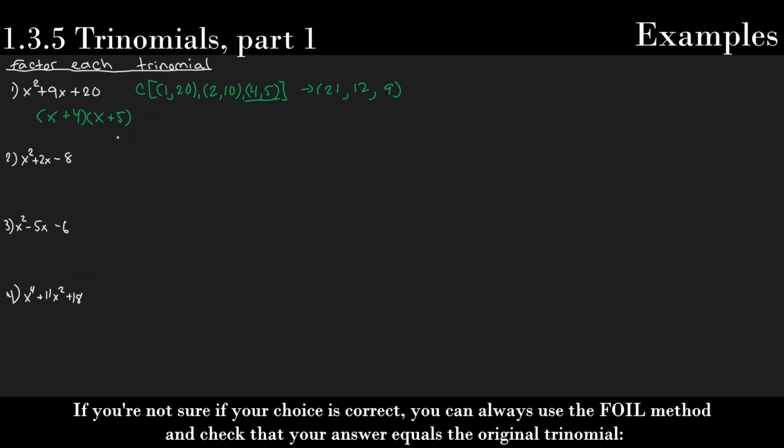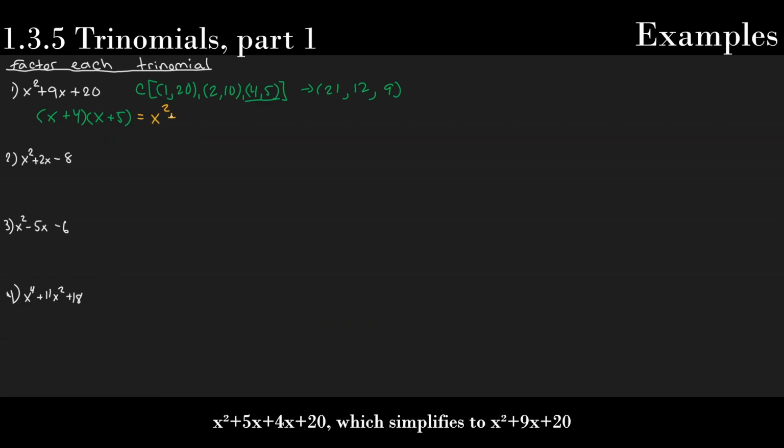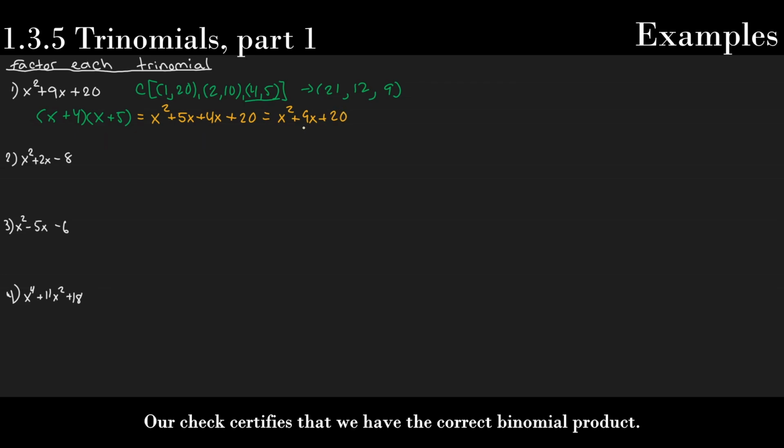If you're not sure if your choice is correct, you can always use the FOIL method and check that your answer equals the original trinomial, x² plus 5x plus 4x plus 20, which simplifies to x² plus 9x plus 20. Our check certifies that we have the correct binomial product.